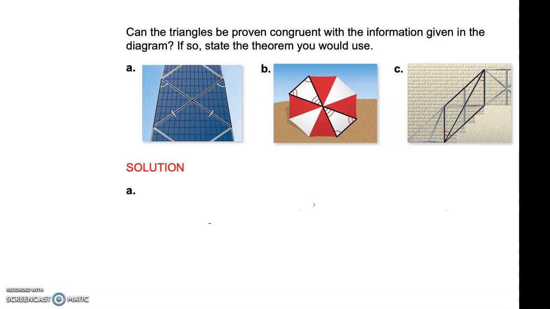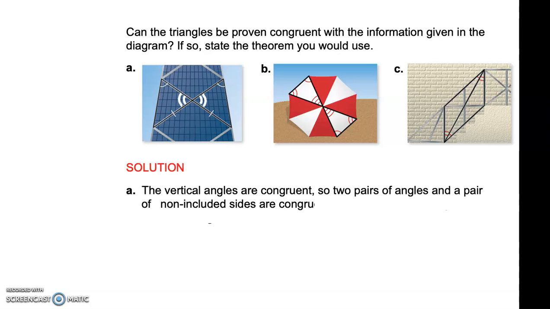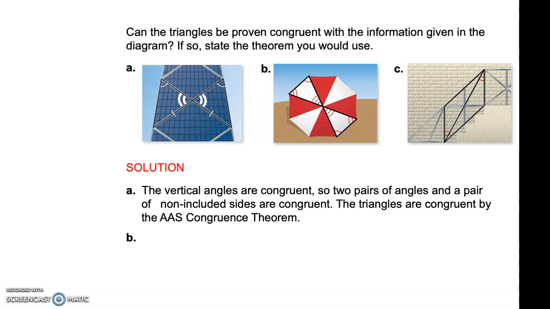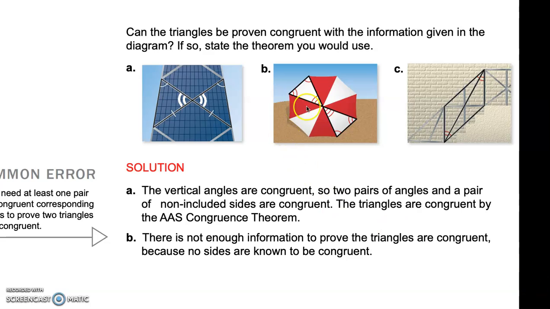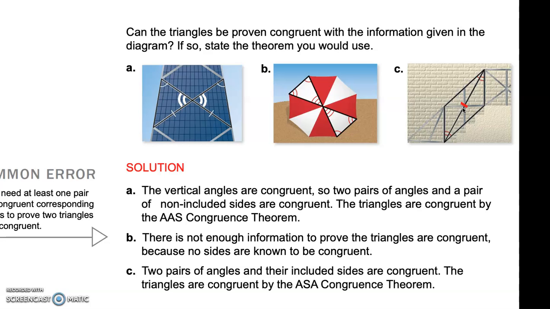Okay, so here's the solution. Got vertical angles. We got angle, angle, side, right? Okay. How about the second one? Remember, in B right here, there's no sides, right? Makes sense. Now, what about the C guy over here? See the two triangles? We got an angle, angle. Oh, look, we got the common side. So what do you say about that? Yeah, it's got that common side. So yes, they are congruent by angle, side, angle. All right, that's that example in your textbook.